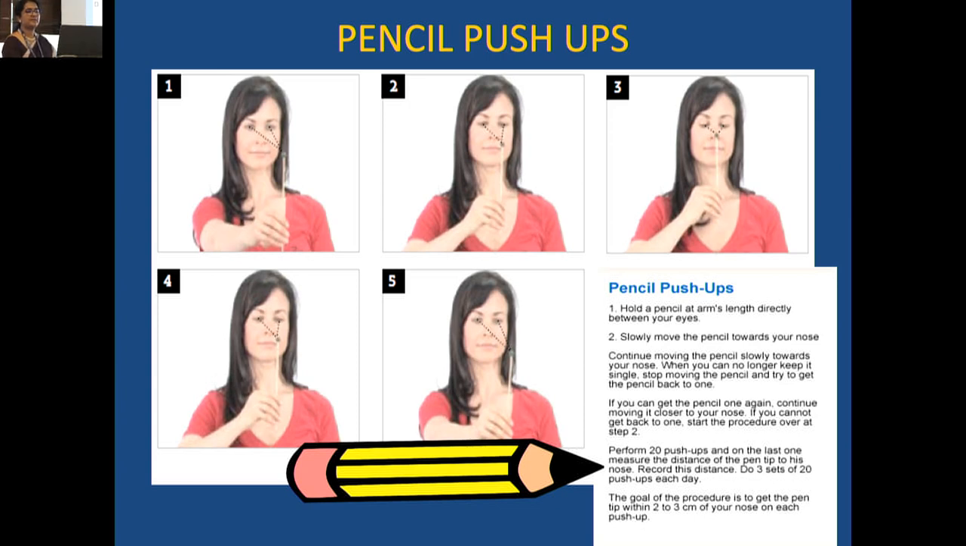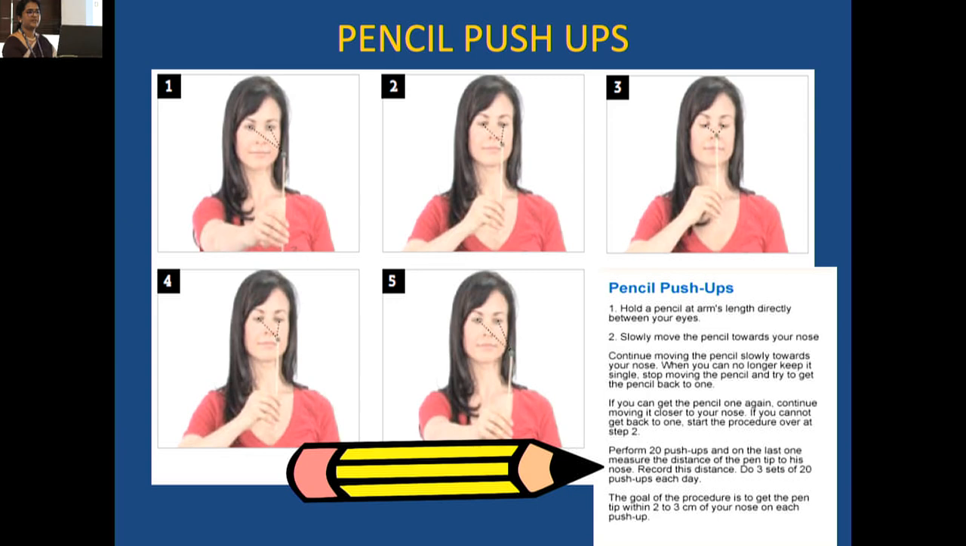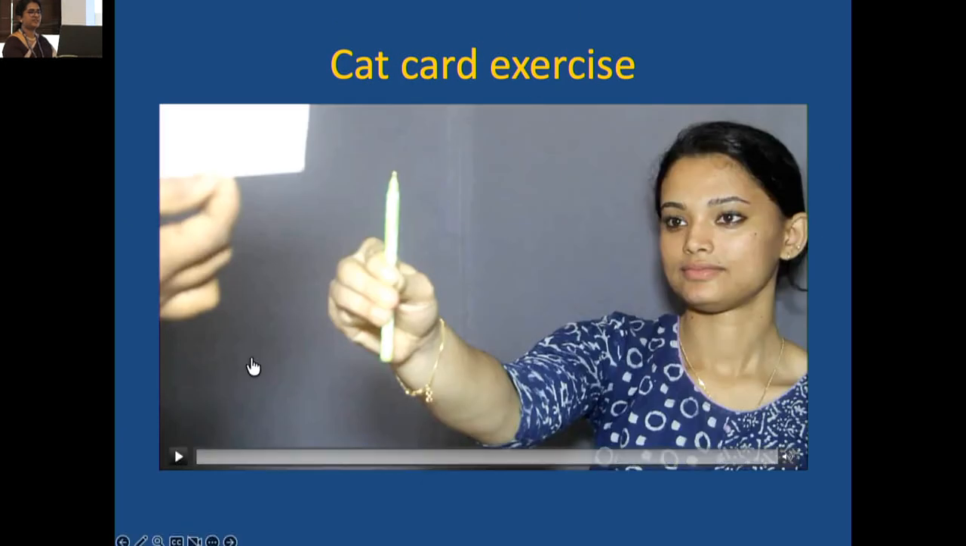The most important thing when you advise pencil push-ups is that you have to advise them properly. The patient will have a lot of problems because of this asthenopia, and whatever you convey to the patient, they will be doing. So it's our responsibility to do it properly. I say this because most often it's not done properly. It's a very simple thing. Just see the video. This is a CAT card exercise being done.